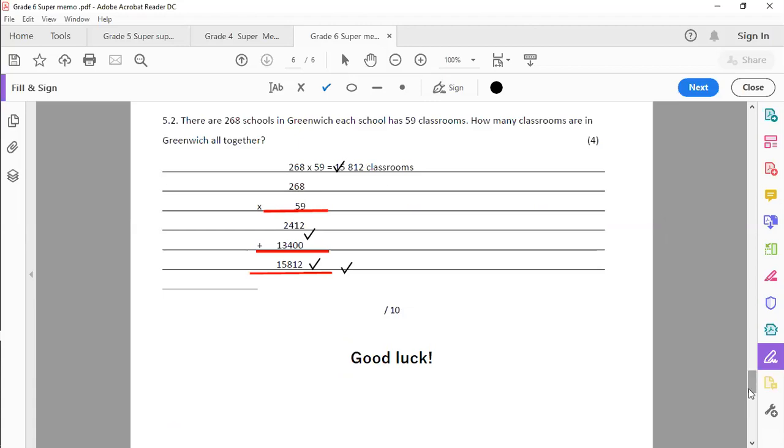So the last question was, there are 268 schools in Greenwich. Each school has 59 classrooms. How many classrooms are there in Greenwich altogether? All you needed to do was multiply 268 by 59, because that's when you know how many classrooms. Then you find out that there are 15,812 classrooms. How did we do that? We did that by multiplication.